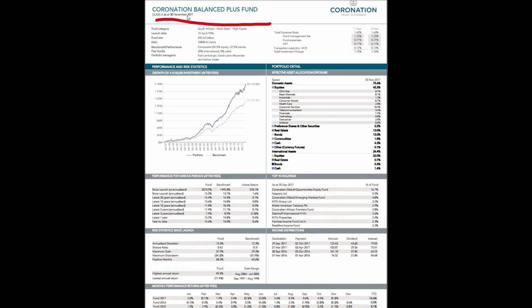Coronation Balanced Plus. As at 13 November, it is a South African multi-asset high equity fund. Total expense ratio, this one costs you 1.75% per year. As you can see, it's been doing quite nicely ever since 1997. How much equity? 75% in equity offshore. Over the last 20 years, on average, did 14.4%. There's the top 10. That's what the fund has done in each month.